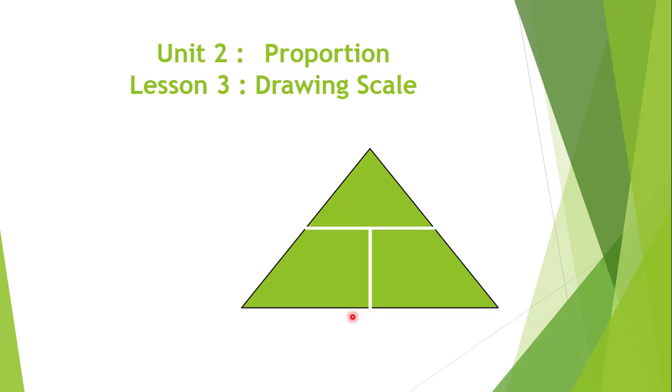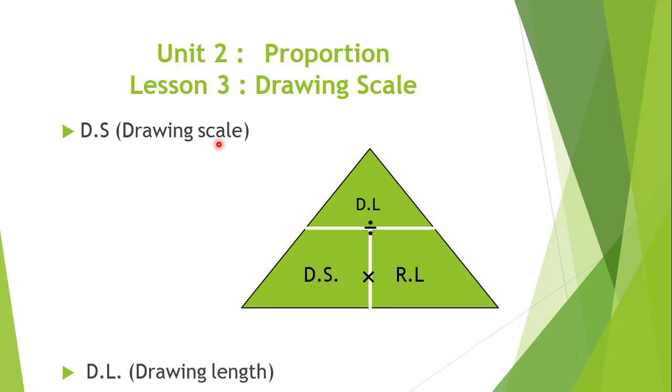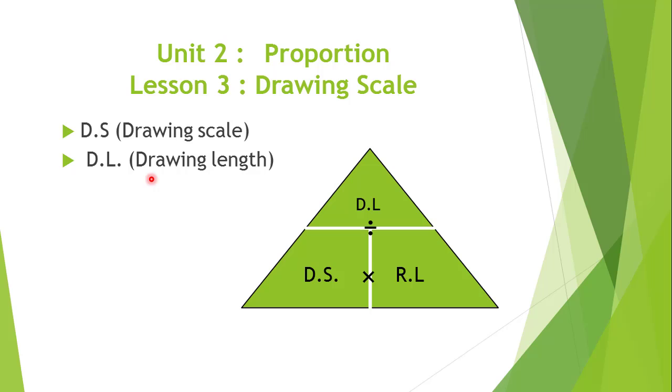We'll study now the relation between drawing length, drawing scale, and real length. This is drawing length. It means the length on the map or in the picture. Also, we have drawing scale. It's the ratio between the drawing length and the real length. DS denotes drawing scale. DL means drawing length. RL means the real length.